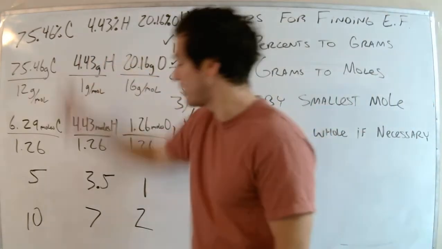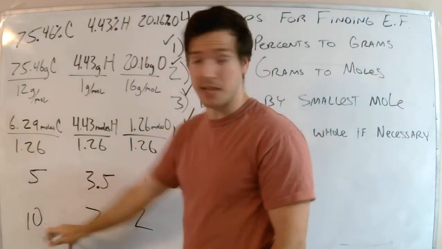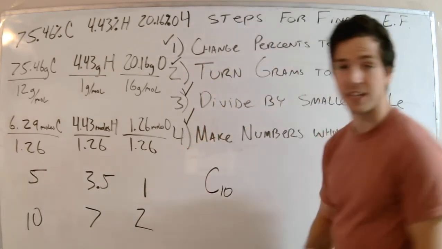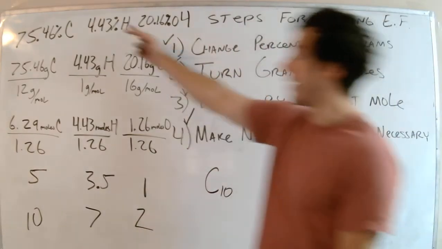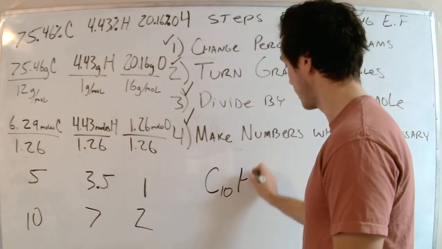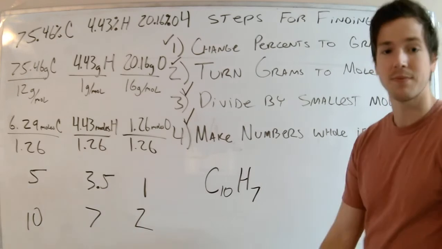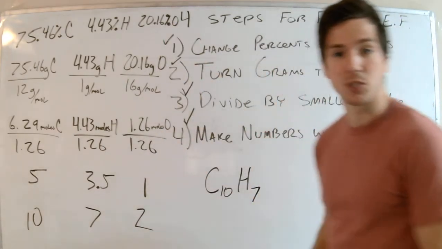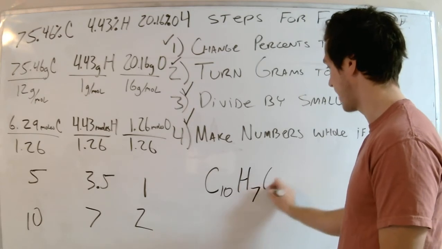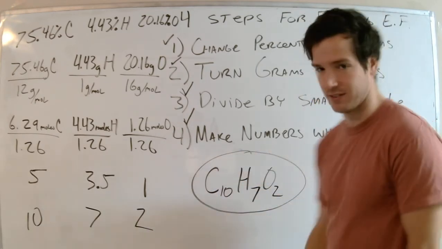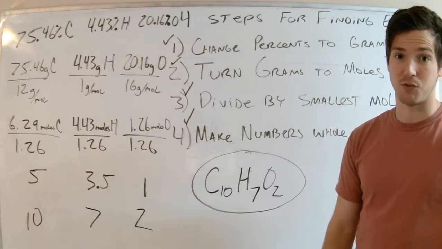So from carbon, we ended up with the number 10. So that means in our empirical formula, we have 10 carbons. From hydrogen, we got the number 7. So that means in our empirical formula, we're going to have 7 hydrogens. And then as you can see, from oxygen, we obtain the number 2. So that means we're going to have 2 oxygens. And that is how you find empirical formula.